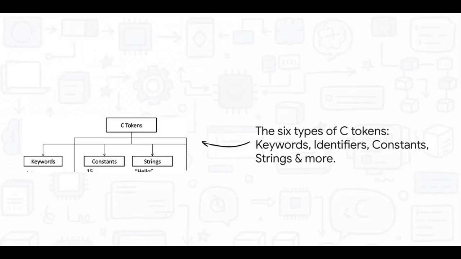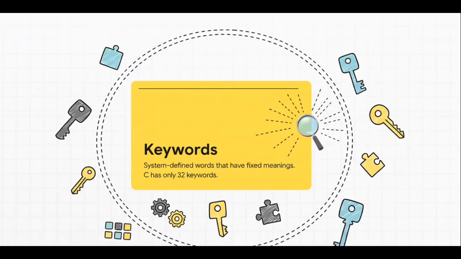This chart breaks it down beautifully. Every single token in C falls into one of these 6 buckets. You've got your keywords, which are the language's built-in commands. Then you have identifiers, those are the names we create ourselves. You've got constants and strings for your data. And finally, special symbols and operators that do all the work, like adding numbers or structuring the code. So let's start with keywords.